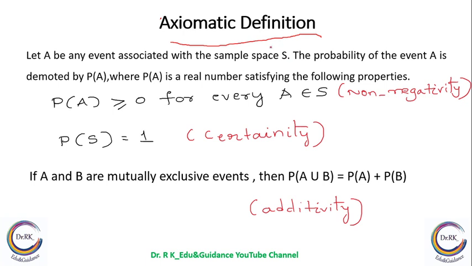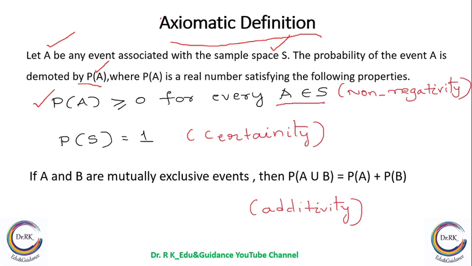There is an experiment and the sample space S, and A is any event associated with it. The probability of the event is denoted by P of A, and this has to satisfy the following three properties. So this is the axiomatic definition. The first condition is P of A greater than or equal to 0 for every A belongs to S.